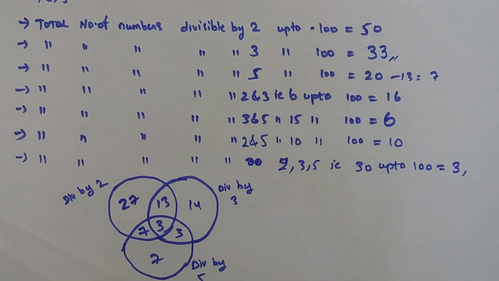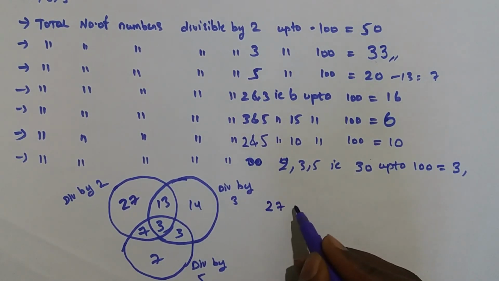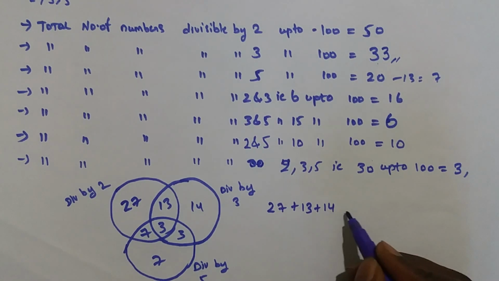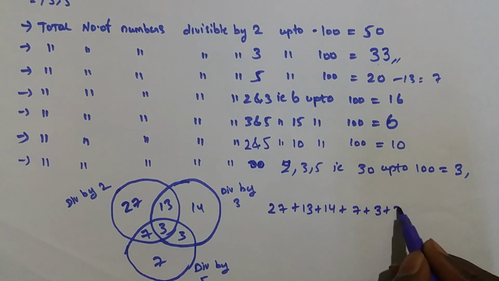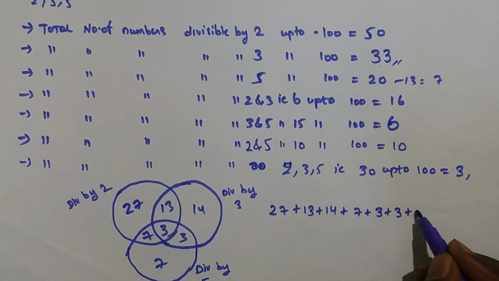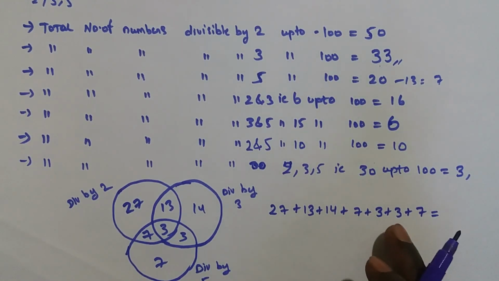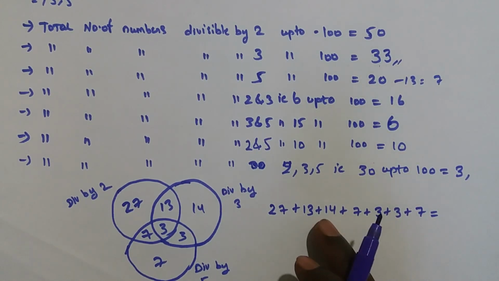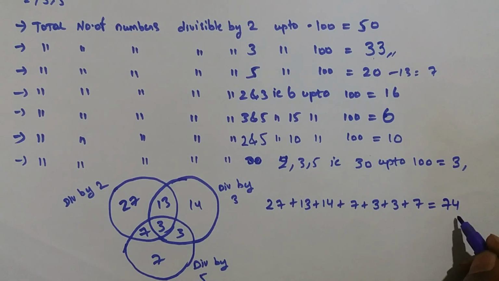Now we should add all the values in the 3 Venn diagrams. Now we are going to add all the values in the Venn diagram. 27 plus 13 plus 14 plus 7 plus 3 plus 3 plus 7 is equal to, we get like this, 7 plus 3 is 10, 6 plus 14 is 20, and in total we will get 74. The value we get here is 74.